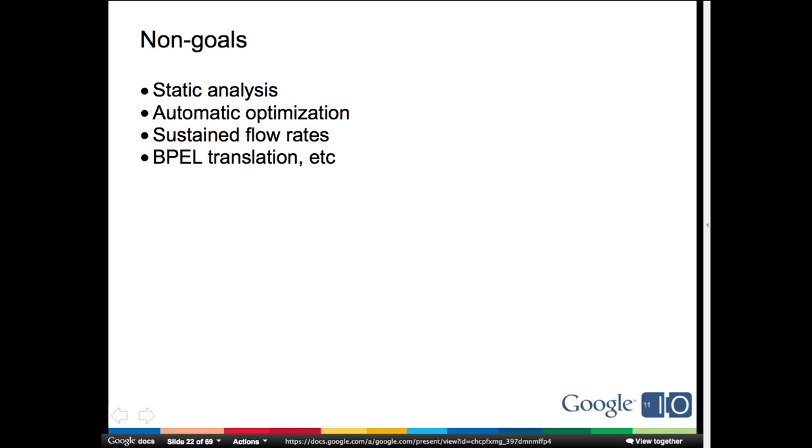Non-goals: static analysis, I'm not doing that. Automatic optimization, I don't want to do. I'm not trying to make a flow system. I'm not trying to create sustainable flow rates. And I don't want to use XML. I don't want BPEL in there.